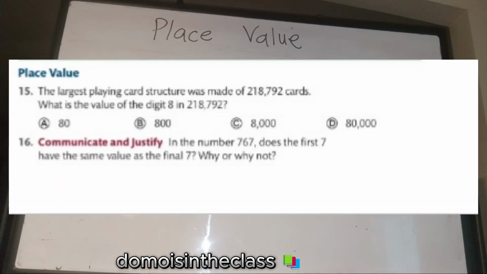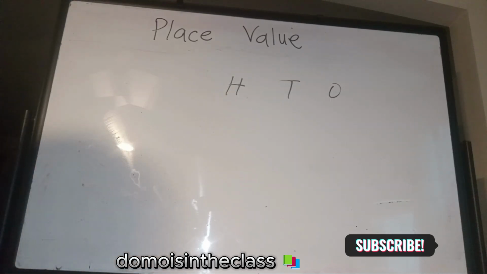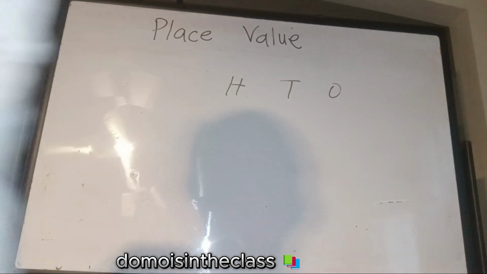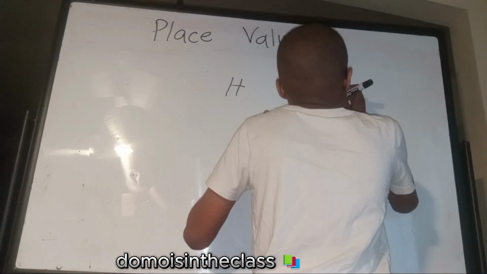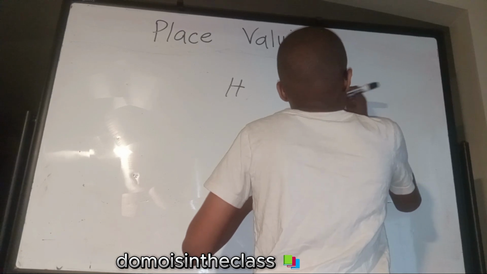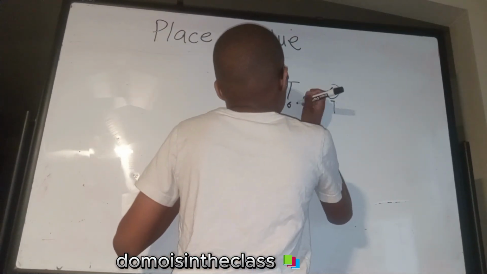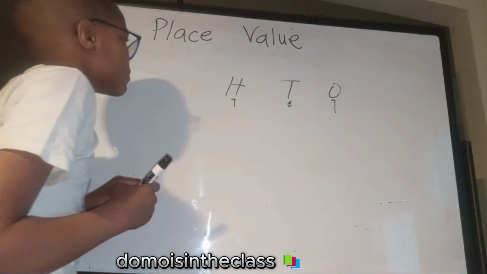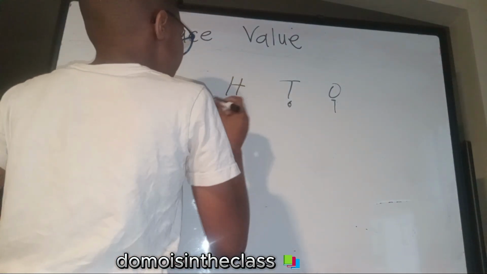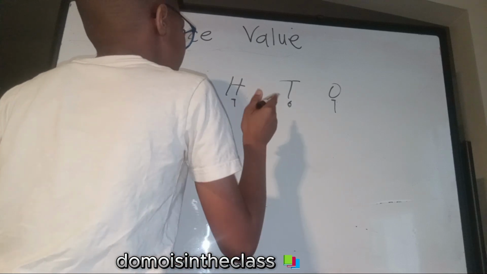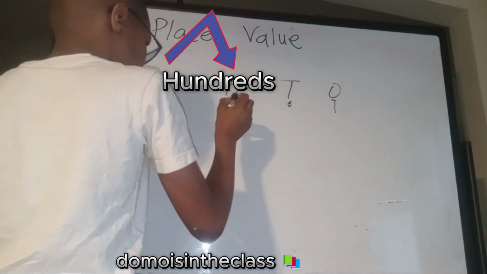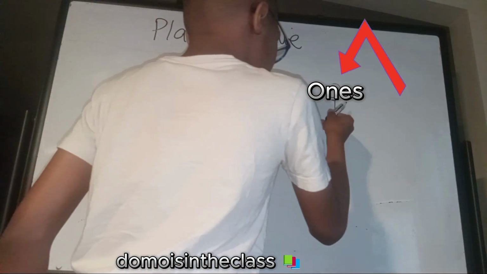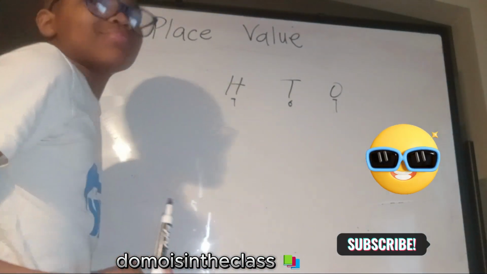So 767, does the first 7 have the same value as the final 7? Why or why not? So why don't you go ahead and see who does it and tell them if they do. So what's the answer? It is no, because it doesn't have the same value, because the first 7 is in the 100s place and the second 7 is in the 1s place. Good job.